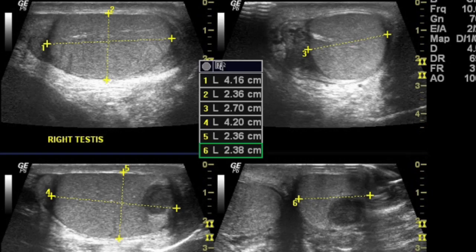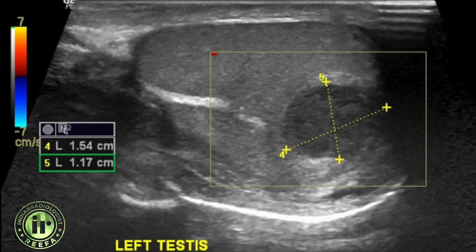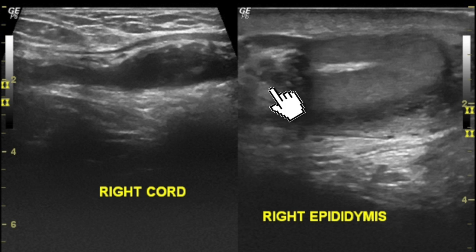So case number one, a 28-year-old gentleman came with symptoms of left-sided scrotal pain and was referred for an ultrasound. Ultrasound reveals an absolutely normal right testis. On the left, however, you see a very well-defined, well-marginated hypoechoic lesion, measures about 1.5 by 1.2 centimeters. The right cord of this patient is obviously enlarged. The right epididymis appears enlarged. The left was normal. So what are we dealing with?